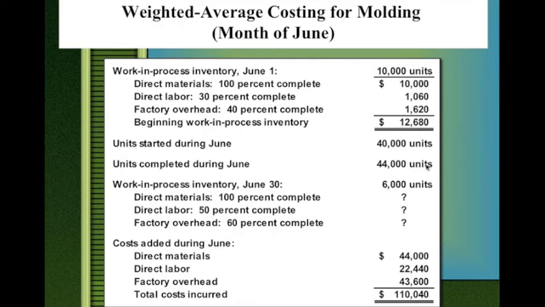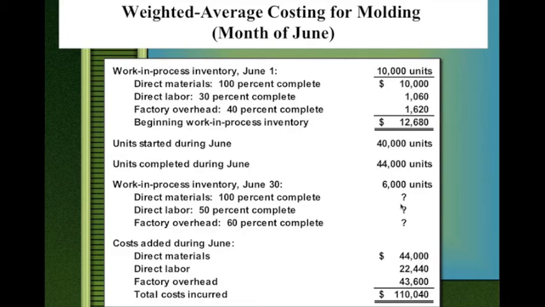Now we have 40,000 units that we're starting in June. That's brand new. During June we completed 44,000 units. That's shipped and complete out. Work in process in inventory June 30th, we have 6,000 units. So we have some blanks here, some questions, costs that were added during June.